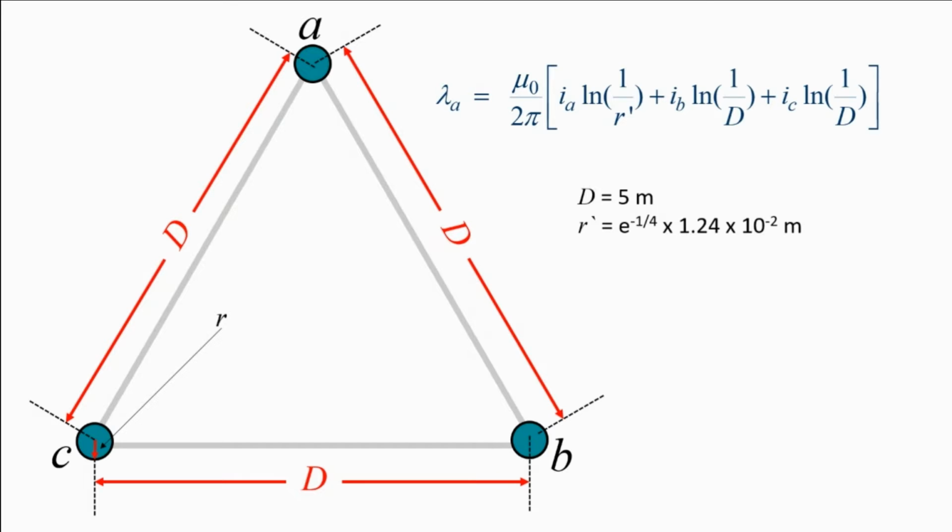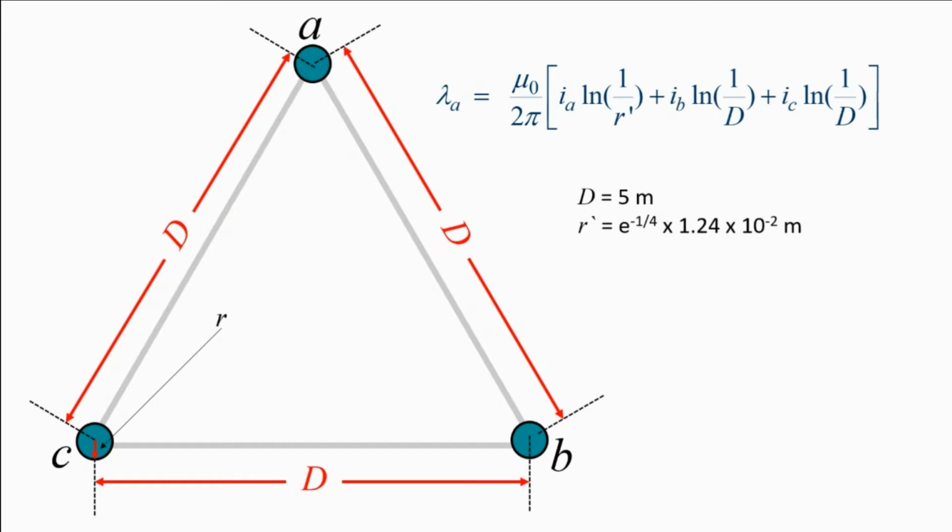So the first term, all of them will be mu naught over 2 pi. The first term will be IA, the conductor itself, by the radius, ln 1 over r dash, where r dash is e to the minus 1/4 multiplied by r. This was in the last lecture, it's only mathematical simplification. For the other conductors, it will be IB, for example, with ln 1 over D, the distance. For conductor C it is IC multiplied by ln 1 over D, the same distance.